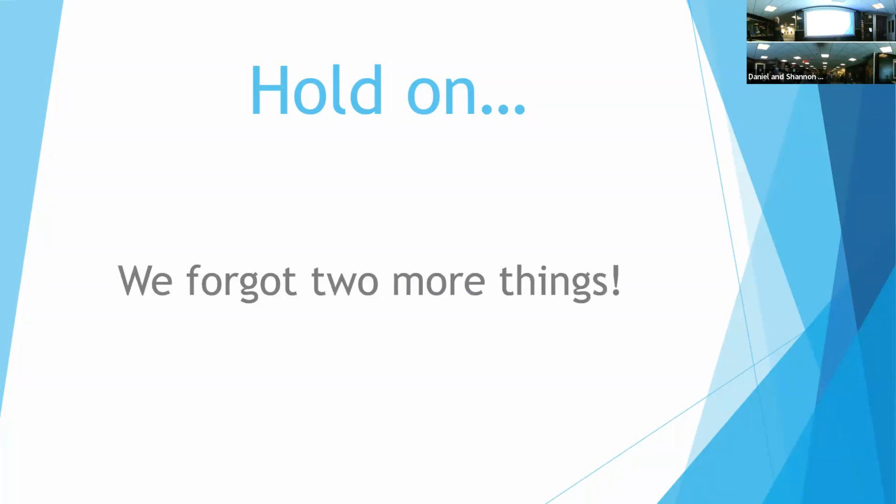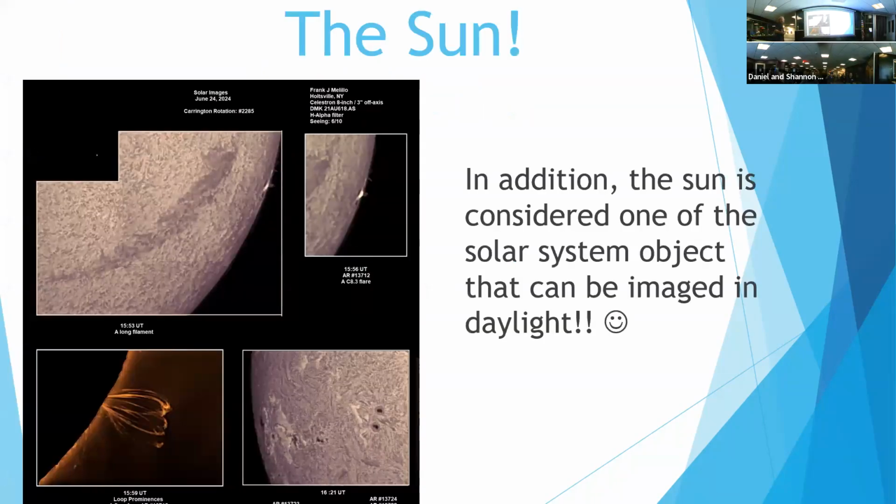But okay, we forgot two more things. Everybody know what two more things? The sun, of course. It has nothing to do with the planets, but it's another object to observe in the daylight hours. The sun is considered one of the solar system objects that can be imaged in daylight. Of course, you see the sun in daylight, not at night. So here are some of the images I took. Here's a blue prominence right here. So there's plenty of activity to see in the daylight hours.